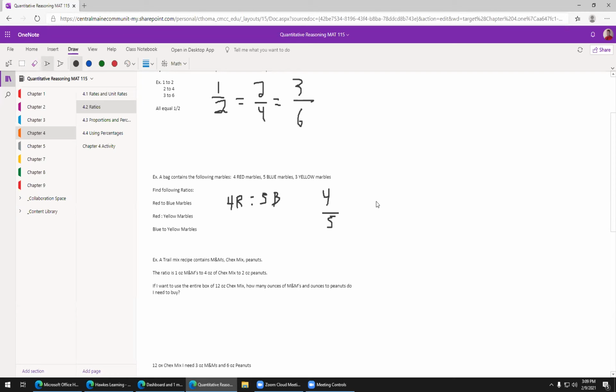So red to yellow, that's just 4/3. And then blue to yellow, 5/3. Then you can have a larger number on the top. That is completely fine, right? It's called an improper fraction.